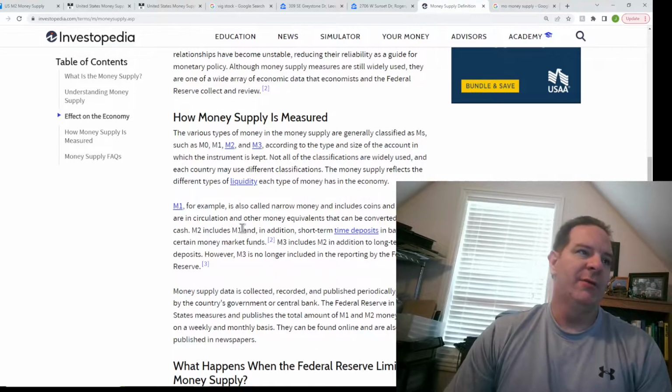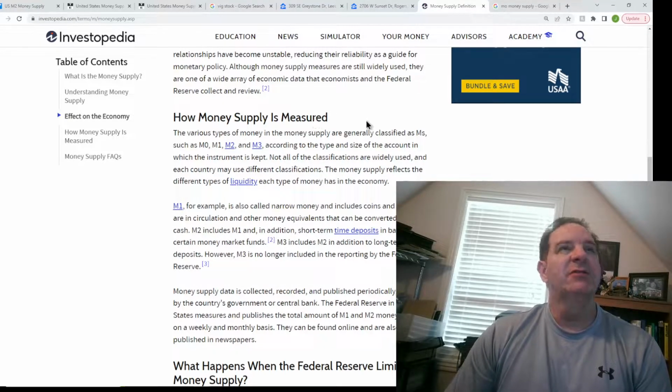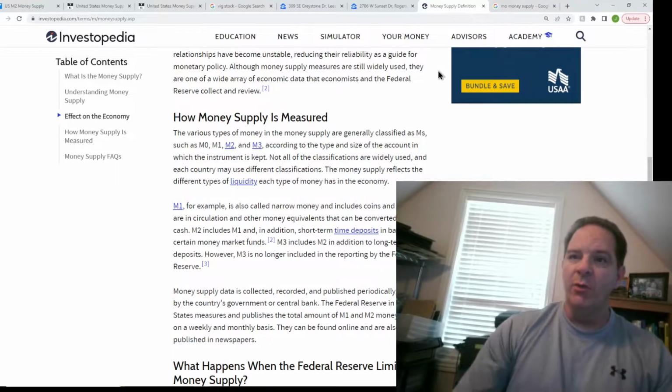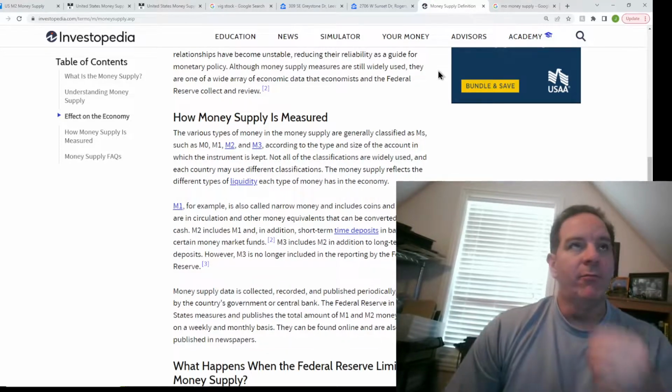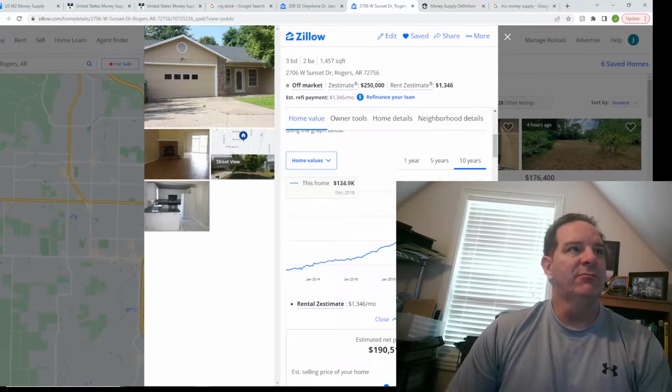M2 includes M0 and M1, and some short-term deposits. And it's not important to understand all of that. What's important to understand is one is very, very liquid, and the other one is more a reflection of total money in the system. So let's first look back at some houses.